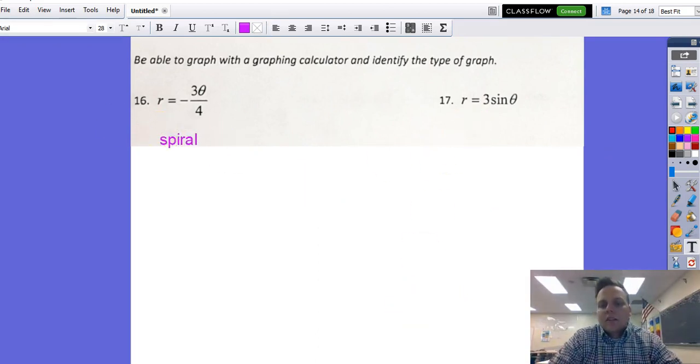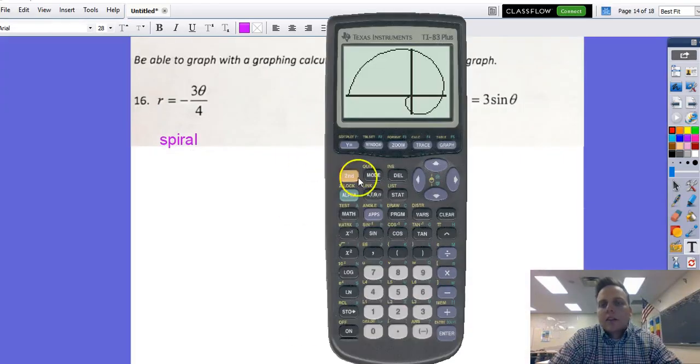Okay, let's do 17. Wait, that's not what I meant to go to. Sorry, my apologies. 17, which is 3 sine theta. So 3 sine theta. Hit graph, and we want to follow that same pattern again once it gives me a chance. Zoom 6. Don't take any guesses yet. Follow the pattern. Zoom 0.